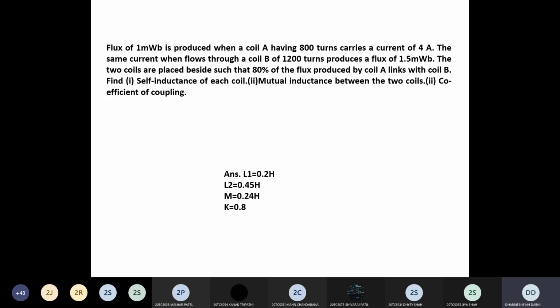Okay. So the next topic is dynamically induced EMF. The previous topic was statically induced EMF, and in that there are 2 categories: self-induced EMF and mutually induced EMF. That is produced because of the property of the coil, called self-inductance and mutual inductance. Now let's see what dynamically induced EMF is and how it induces voltage in the coil.